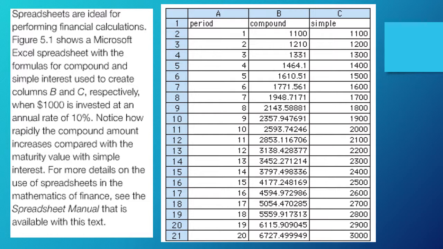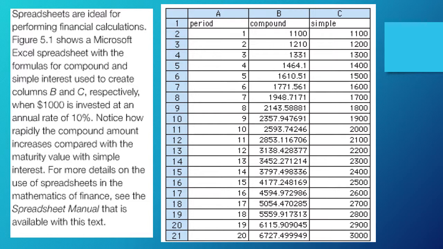This is a Microsoft Excel spreadsheet, and the purpose of it is to give you an idea of the difference in the amount you earn on your investment when you have $1,000 and the interest rate is 10%. Column A shows you how many years have gone by. Column B shows you what you receive at the end of that year for compound interest, and column C, what you would receive at the end of that year for simple interest. And of course, the first year, there's really no difference.